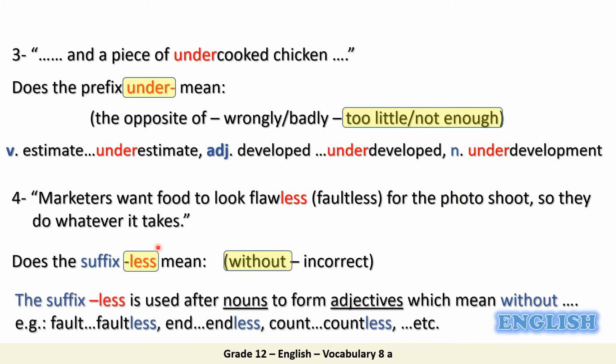We can use this suffix after nouns to form adjectives. So this suffix changes the noun into an adjective. This is why we call it a derivational suffix. Okay, fault, faultless, and end, endless, count, countless.